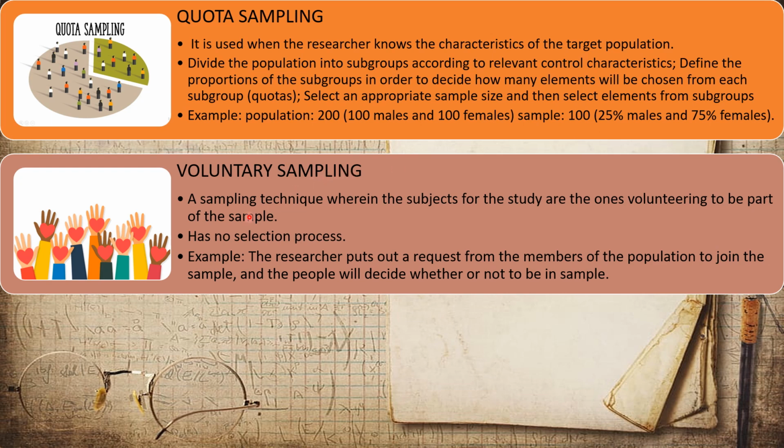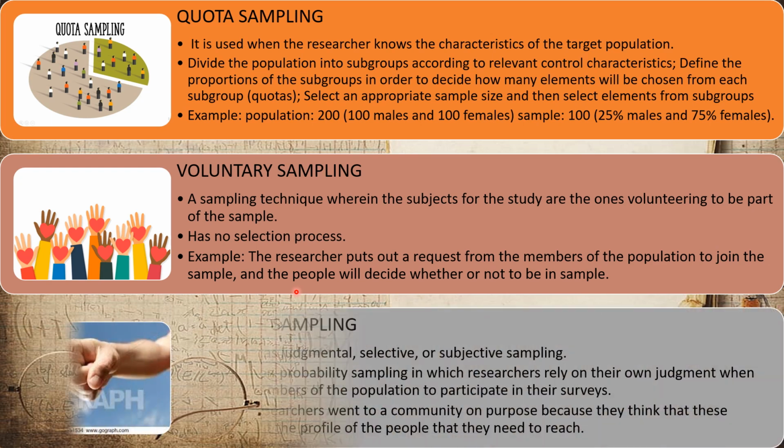For volunteer sampling, a sampling technique wherein the subjects for the study are the ones volunteering to be part of the sample. That is why it has no selection process. Example, the researcher puts out a request for the members of the population to join the sample, and the people will decide whether or not to be in the sample.